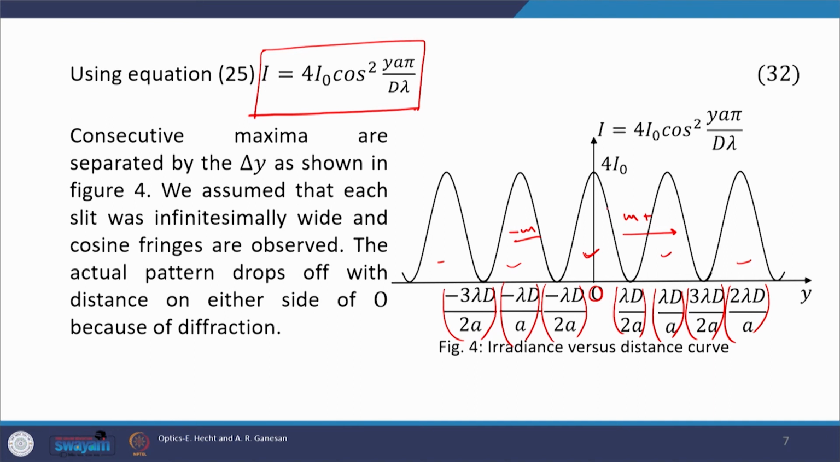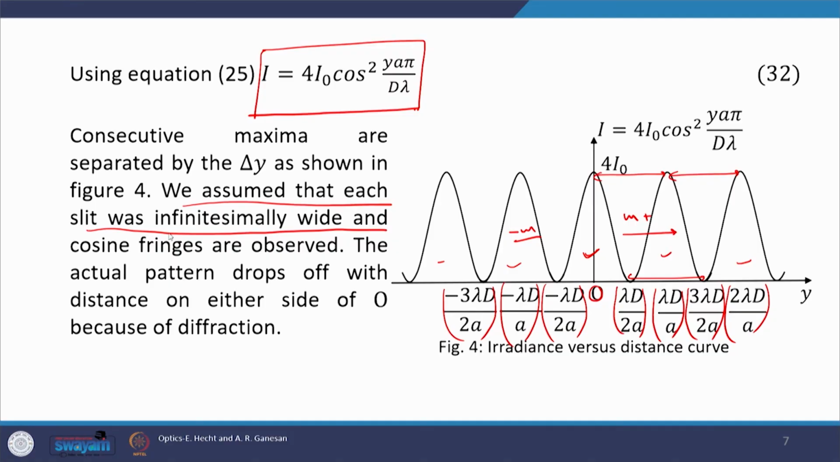Now, we see that the fringe widths are the same. The peak to peak separation or dip to dip separation is the same. And we assumed that each slit was infinitesimally wide, which means that each slit is considered to be of zero thickness. We have a point source, and we kept the point source along a line, and this created a one dimensional object which has a length but no width, and therefore it has infinitesimally small width. And this infinitesimal width therefore leads to cosine fringes or periodic variation in the intensity.